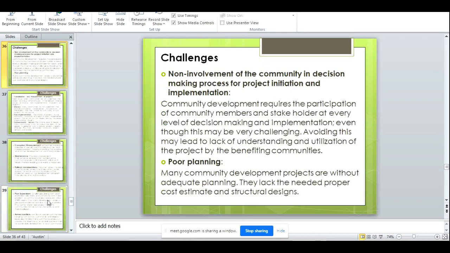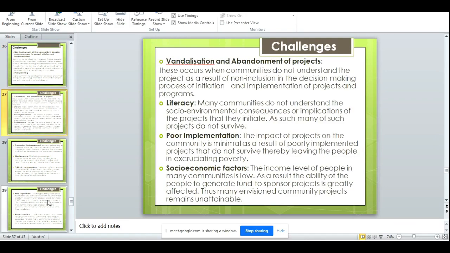So here are challenges of community development. I have 5 minutes, so I'll just run through them. So the challenges of community development involve non-involvement of community members in the decision-making process of the project initiation and implementation process. Poor planning is another challenge to community development. Sorry, I will not be able to explain this because of time. Vandalization and abandonment of projects is also another challenge.